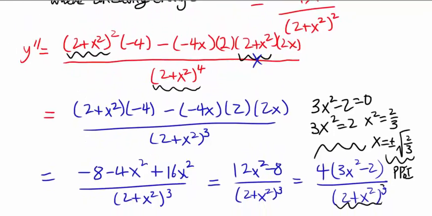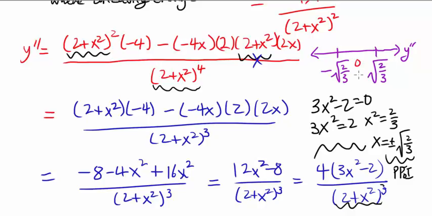So let's check if the concavity actually changes. Let's make a sign chart for y double prime. Put negative square root of 2/3 to the left, put positive square root of 2/3 to the right, and let's test some points. In between negative square root of 2/3 and positive square root of 2/3, you have 0. Plugging 0 into y double prime gets us 4 times negative over something positive, and that's going to give us negative. So the concavity is negative in between these two possible points.